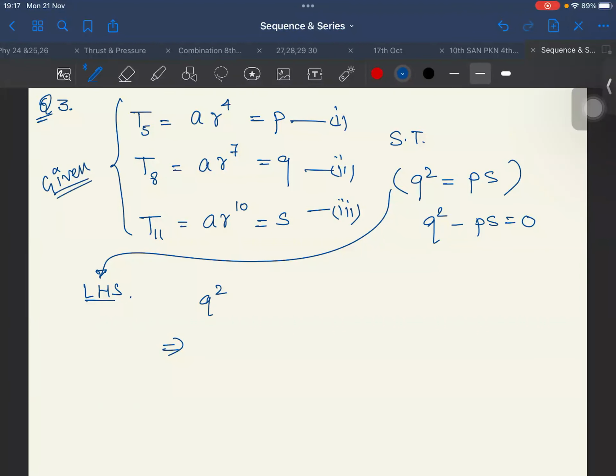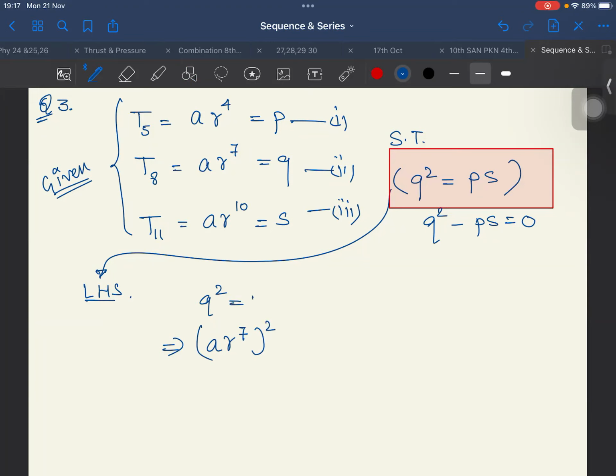Okay. And you have to show this part. So we start from LHS, left hand side. So Q square. Just substitute the value. Instead of Q, you can write A, sorry, my mistake. A R to the power of 7 whole square.